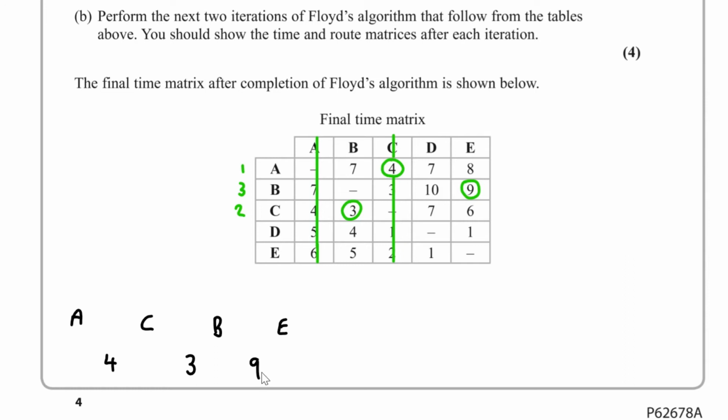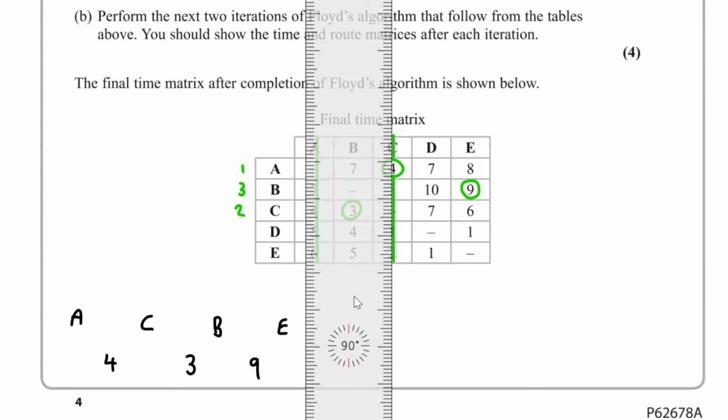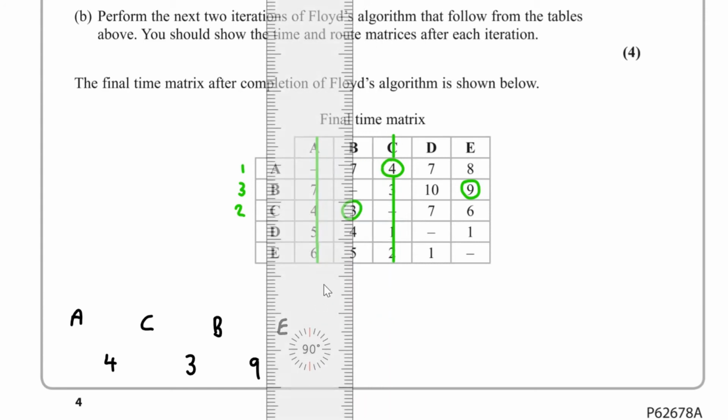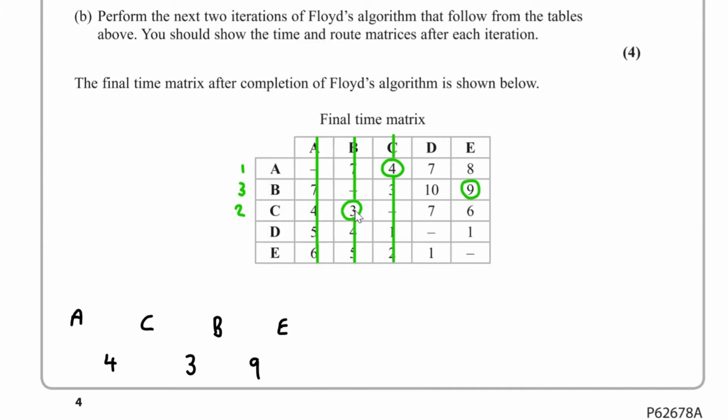where it is 9, and we now delete the B column as we see here. So now we're at E, so we label E with a number 4, and if we look across, the smallest one is 1.